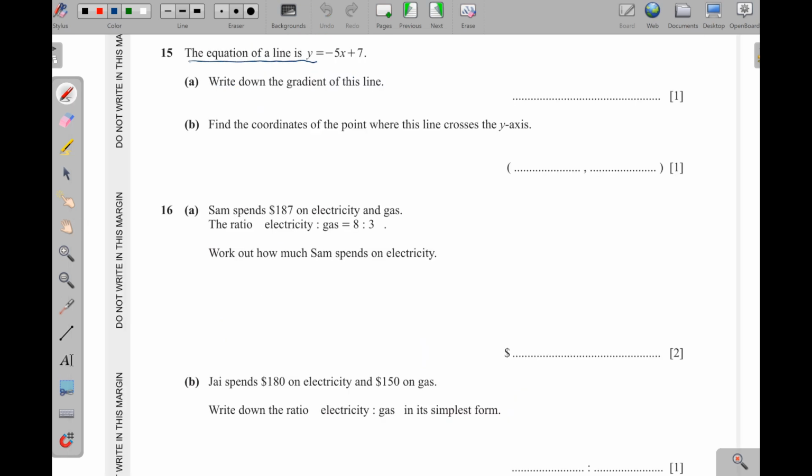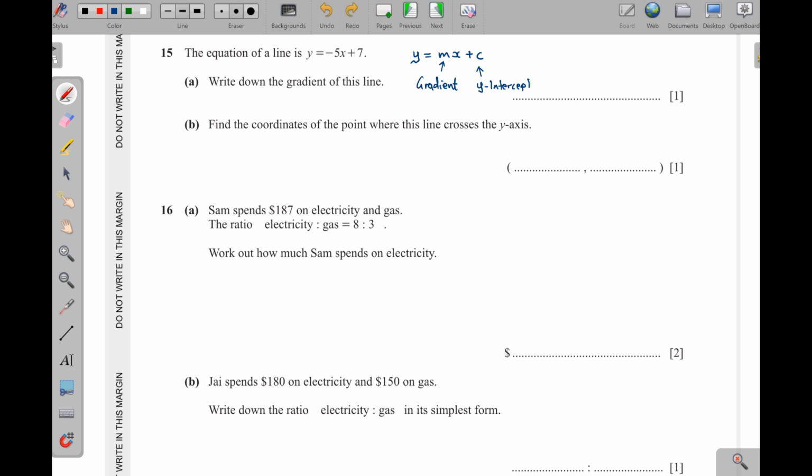Question 15. The equation of a line is Y is equal to minus 5X plus 7. Part A, write down the gradient of this line. Now the general equation of a line is Y equals mx plus c. And the coefficient of x here is the one we call the gradient. And then the c here is the y-intercept. That is where the line cuts the y-axis.